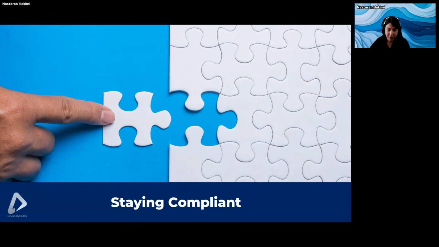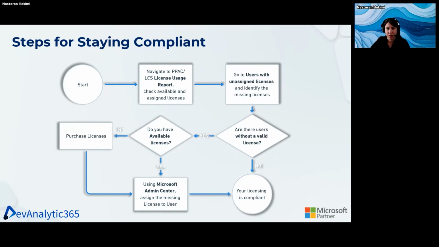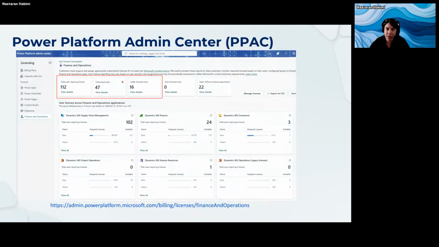Now the question is how we can use the existing tools in the system or out of the system to stay compliant. For staying compliant, first of all, you should know what the required licenses are for your users, whether you have available licenses in your inventory or not, and you should assign these licenses to the users. The main tool for that is the Power Platform Admin Center to monitor your licenses and to see what the required license is for the user. And also there you can check if you have assigned the license to the user or not.